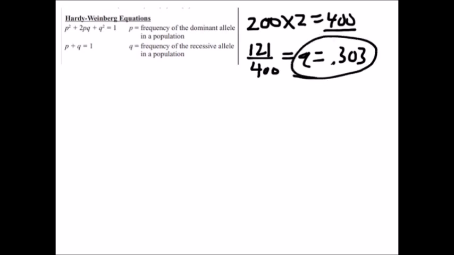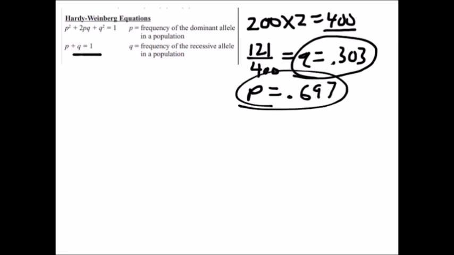Now again, go back to this equation over here, P plus Q equals 1. To find P, we're simply going to go 1 minus Q. So if we go 1 minus 0.303, that gives us a frequency of the dominant allele P to be 0.697. So we've now answered part A. 69.7% of the alleles are dominant alleles, and 30.3% are recessive alleles.